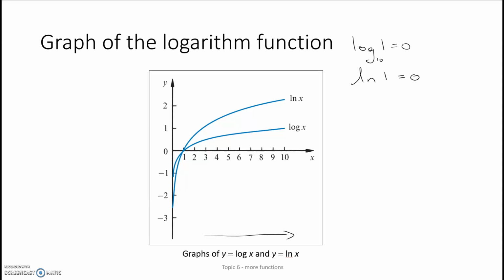What we also find is when we're going back to the left, as x approaches 0, both natural log x and log to the base 10 of x get very negative, so they approach negative infinity. When x is less than 1, the values of log x and natural log x are negative.